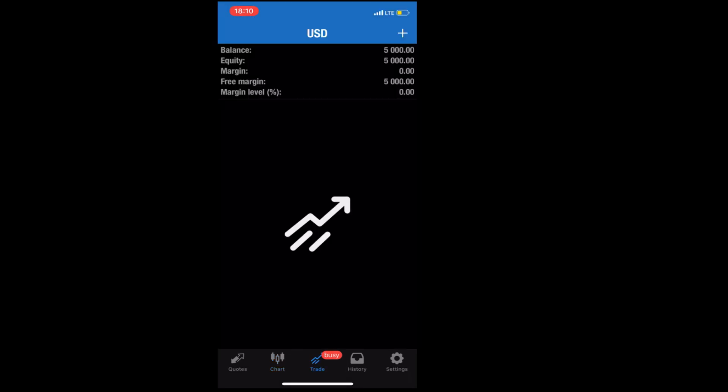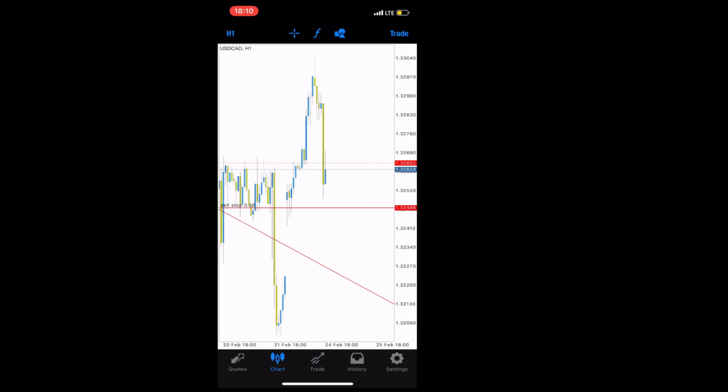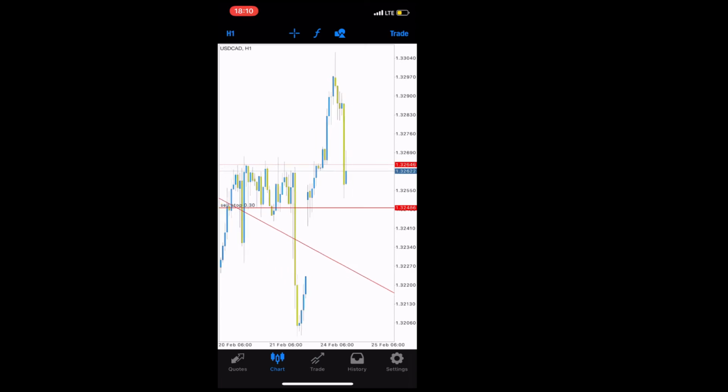Network is a bit trashy. So now there we go. So now your sell stop is there. So as soon as price hits this level, your sell order will be executed. So that's how your sell stop will work. Same thing, opposite direction.